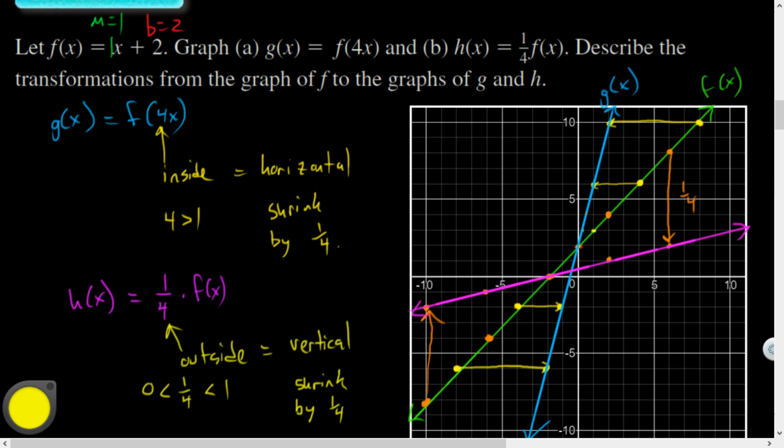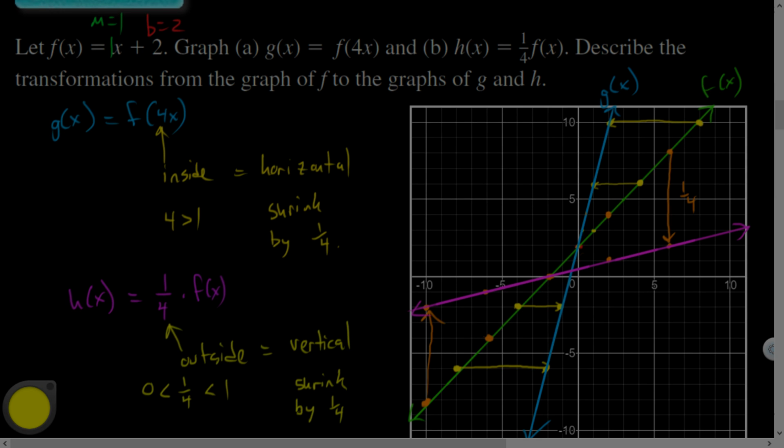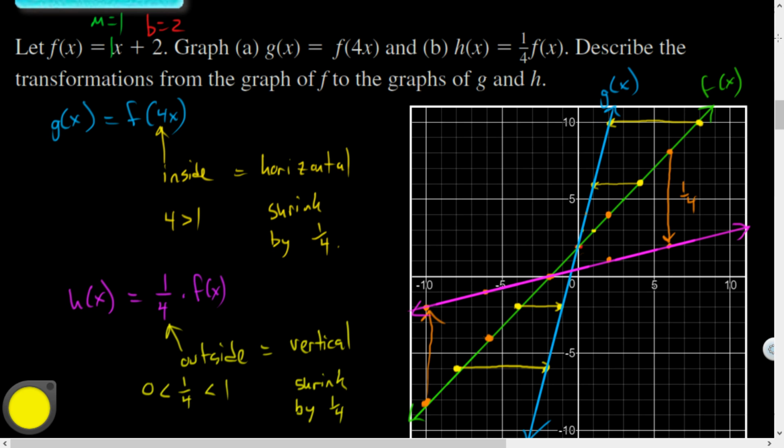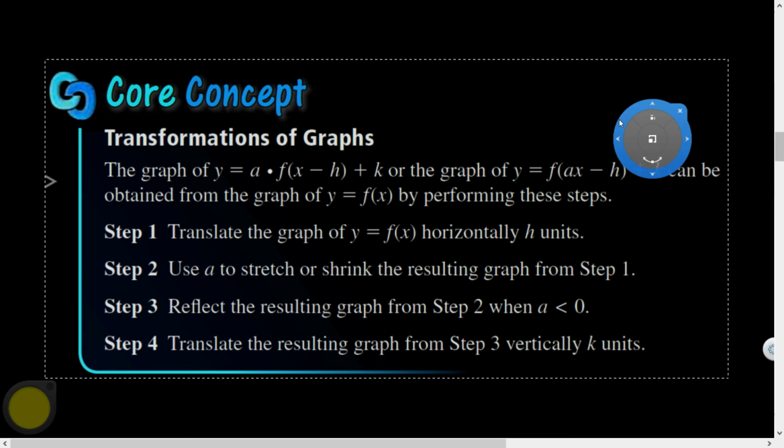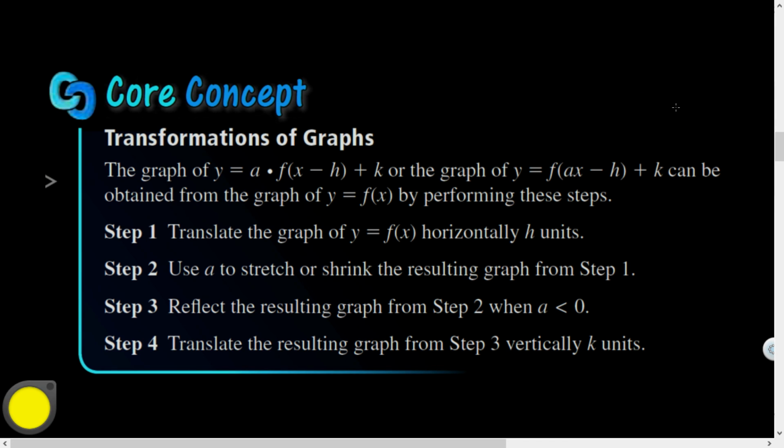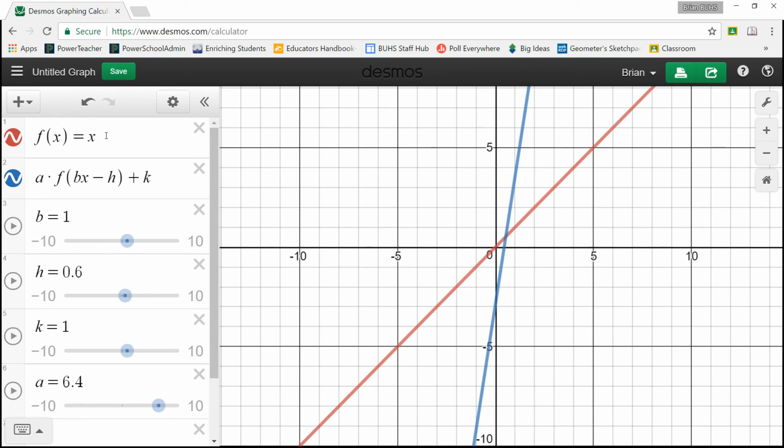Let's see. I'm going to put this last slide up. Oh, I've got it. And it turns out that you can do multiple transformations simultaneously. This is what we were just doing in Desmos a moment ago, where we have a function, and I can change h, k, a, and even a b value if I want, and think about these as translations. Let's show our internet friends our Desmos.